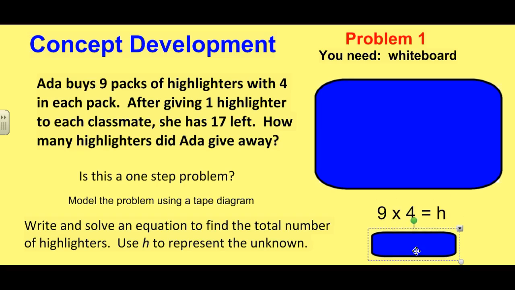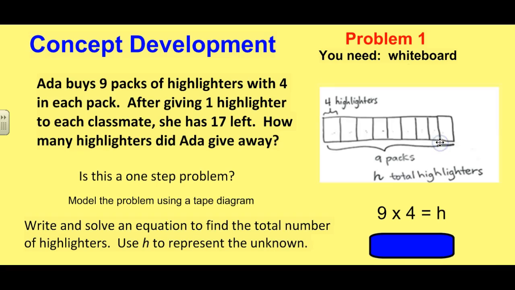So the equation that I was looking for was 9 times 4 equals H, because we had 9 packs, which is the same thing as 9 groups, and there were 4 in each pack, which is the same thing as 4 in each group. So now we're going to use the tape diagram to model 9 times 4 equals H, and I want you to do that on your board. Draw a tape diagram to show 9 times 4 equals H, to help us figure out how many highlighters we have. Push pause to do that.